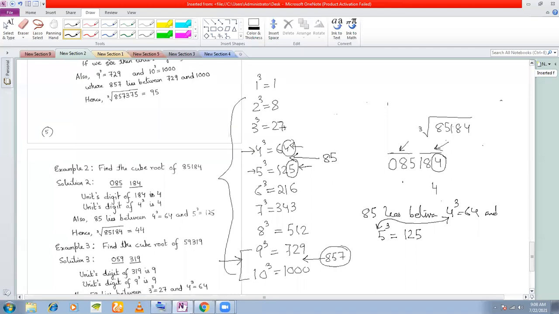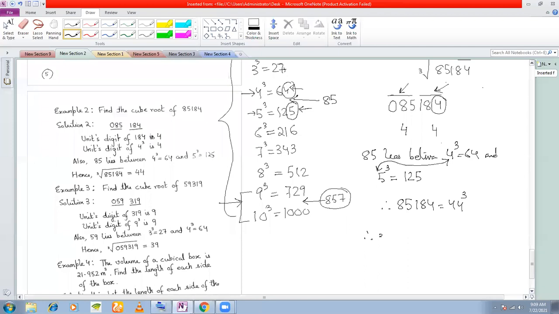4. So that means now we have got the cube. So 44 cube. 85184 must be equal to 44 cube. Therefore the cube root of 85184 is equal to the cube root of 44 cube, which is 44. Simple. Clear? Let us take one more, to clarify a little further.